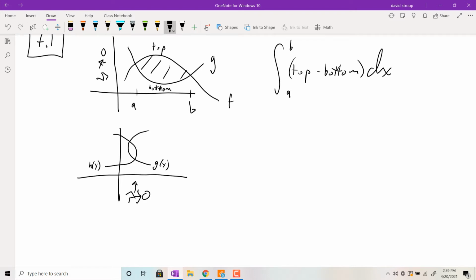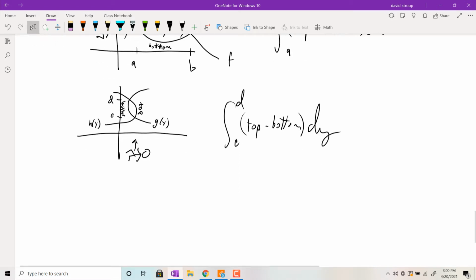Okay, so the top curve would be h of y, and the bottom curve would be g of y. And we'd be going from c to d. That would be the integral from c to d of top minus bottom, but this one would be in terms of y. Okay, that's really the most important stuff in all of chapter 7.